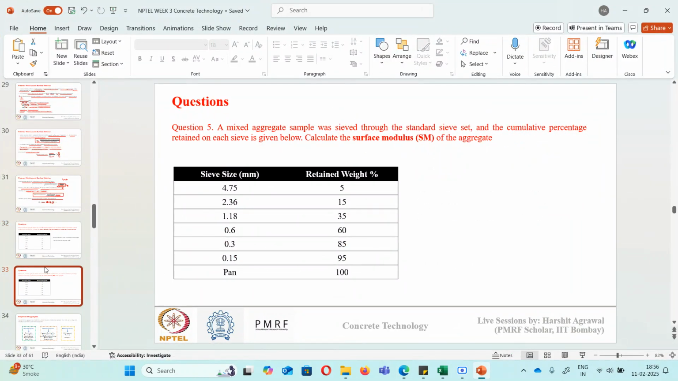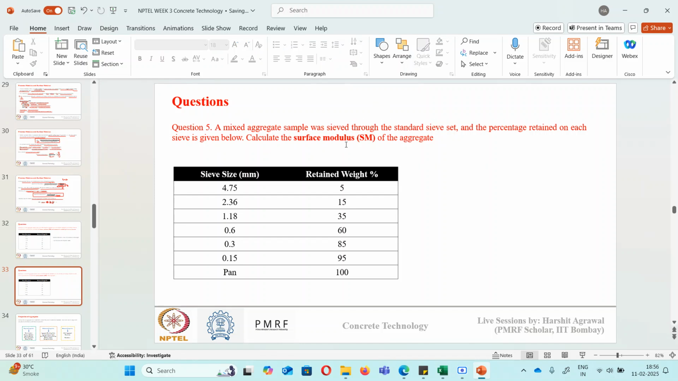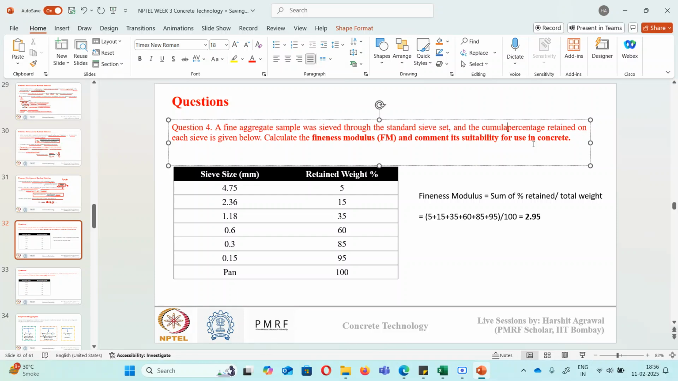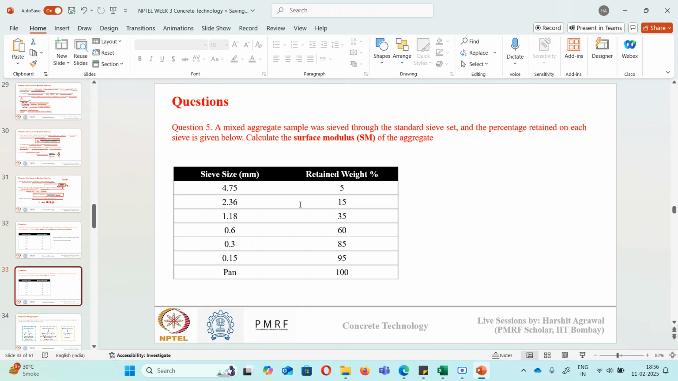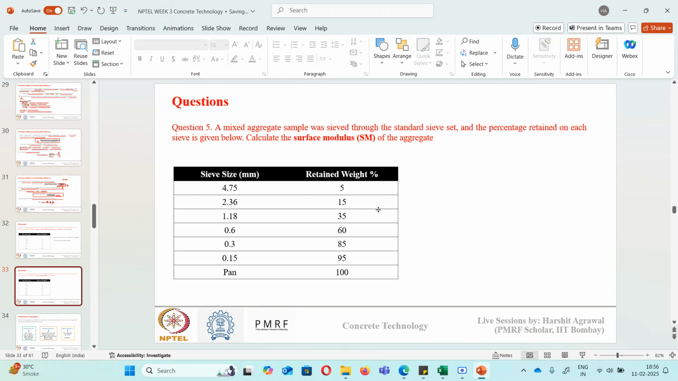Others, now solve this question. Here I have a mixed aggregate sample that was sieved through a standard sieve set, and the percentage retained on each sieve was determined. Calculate the surface modulus. Sorry, it is percentage retained, not cumulative percentage retained. Here we need to calculate surface modulus, and you know this is the formula. I will just copy this formula so that everyone is clear.